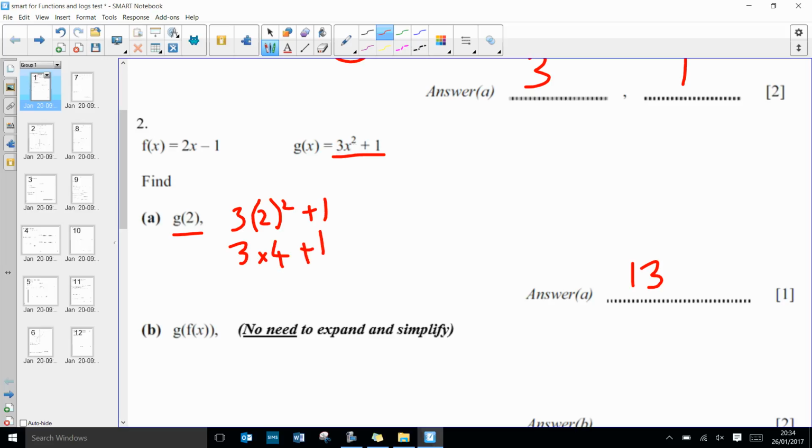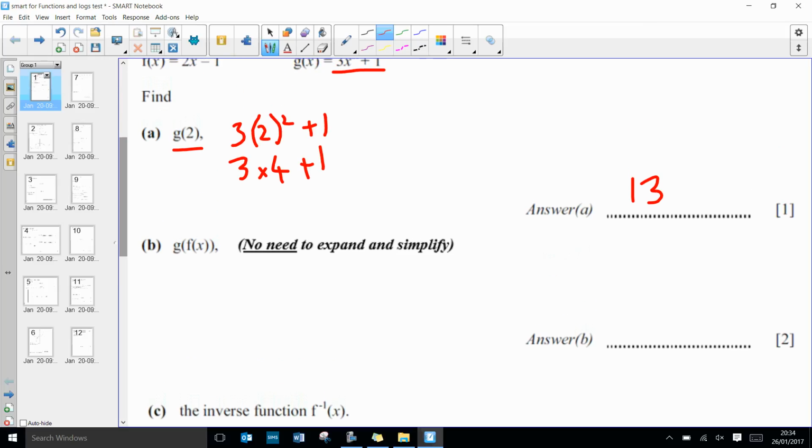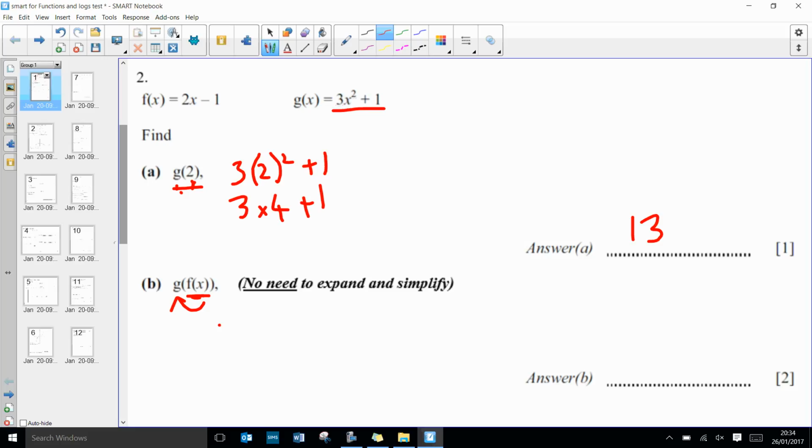g of f of x. So that means we're putting f of x into g. Similar to the way that we inputted 2 into g, but this time we're inputting f(x) into g. So we've got 3 lots of (2x minus 1) squared plus 1. f(x) is here. That's what we've got in place of the x in that expression. As it says there, no need to expand and simplify. We can just leave it like that.